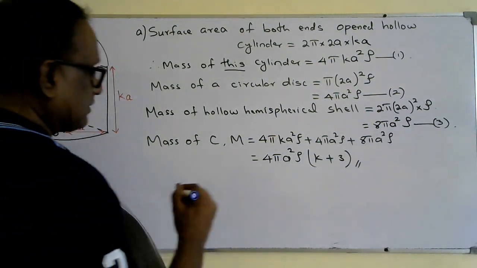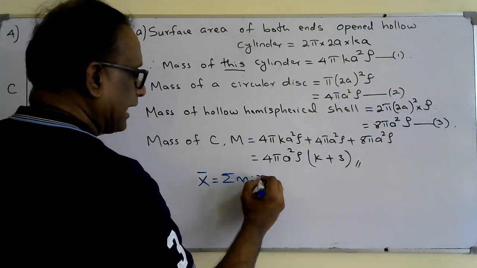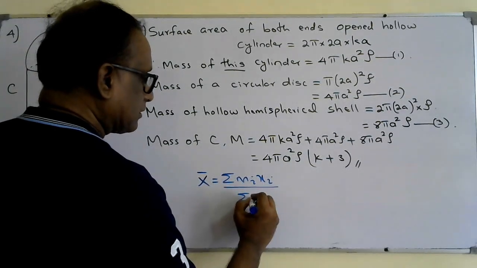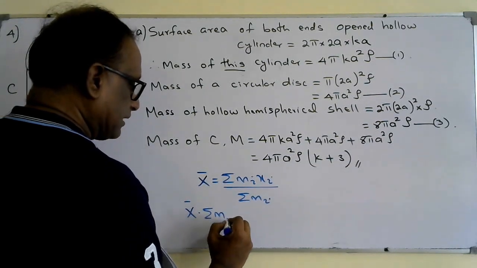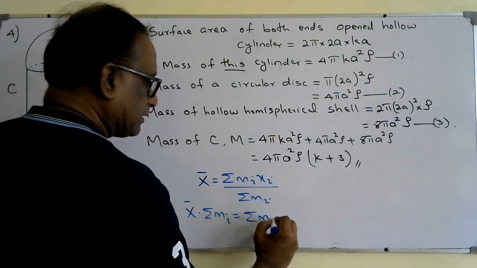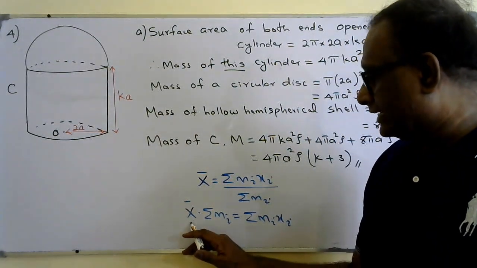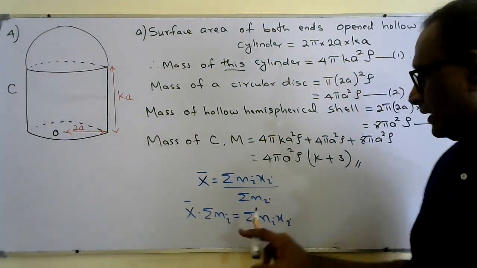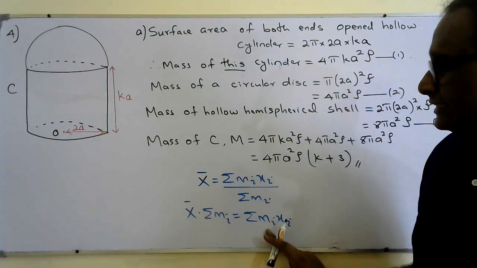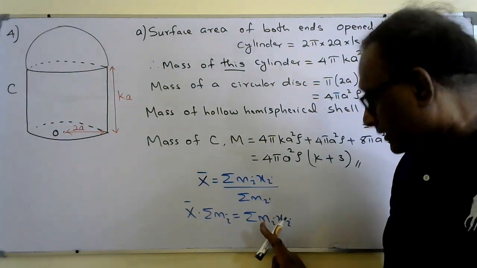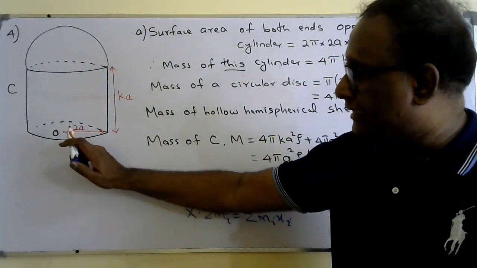Okay, so I want to use the same principle, that is center of mass x bar is equal to sigma mi xi generally over sigma mi. If you cross multiply, x bar into sigma mi equal to sigma mi xi. So I'm going to use that principle. So x bar is the center of mass of the container C. Sigma mi is the total mass, equal to sigma mi xi. Sigma mi xi means each and every object that forms the container C, their mass into their center of mass, distance of center of mass from the same point. So I'm going to find the center of mass from O.